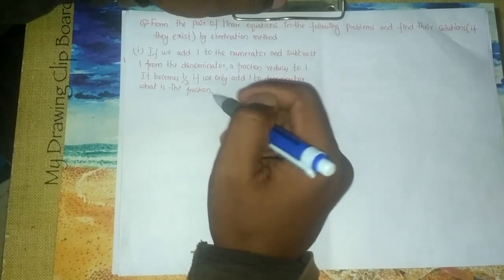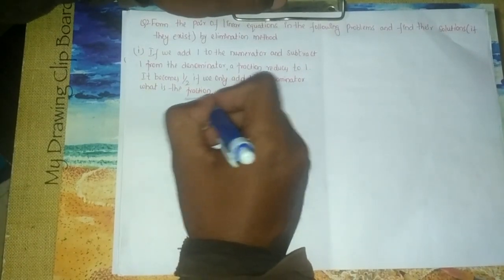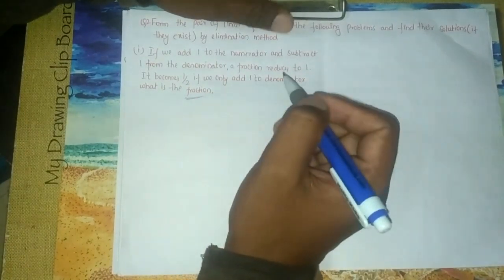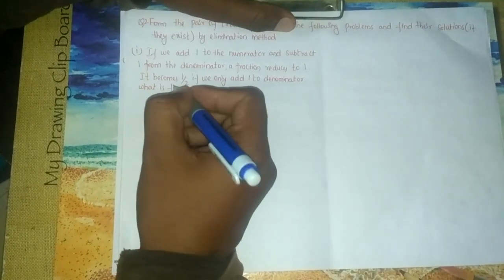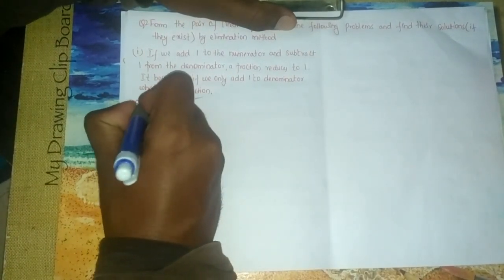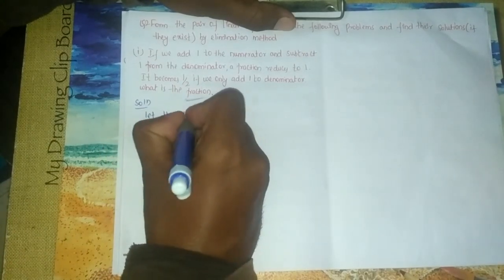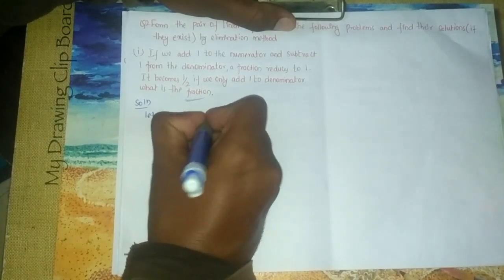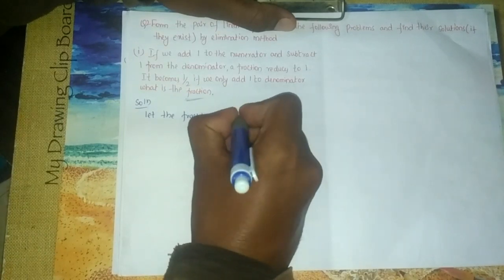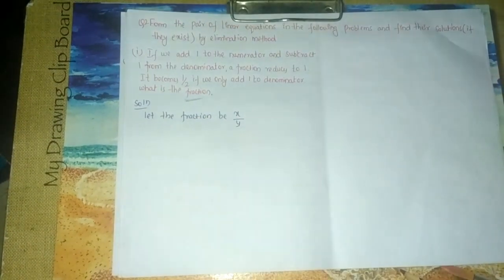The variable will be the fraction. So let us consider x and y as the fraction itself. So let me write, let the fraction be, that is numerator by denominator, which is x by y.